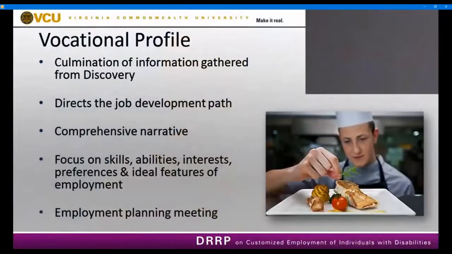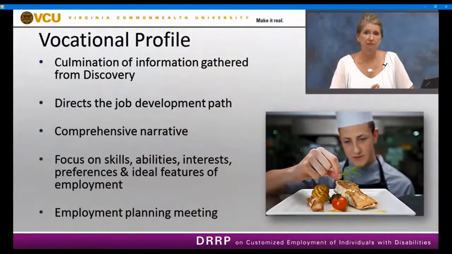Once you've completed the discovery activities, you should be able to get a good idea of who your job seeker is, and that will allow you to build a vocational profile of the individual. It brings together everything that you've learned about the individual during the discovery process and really guides the businesses that you'll look at for job development.